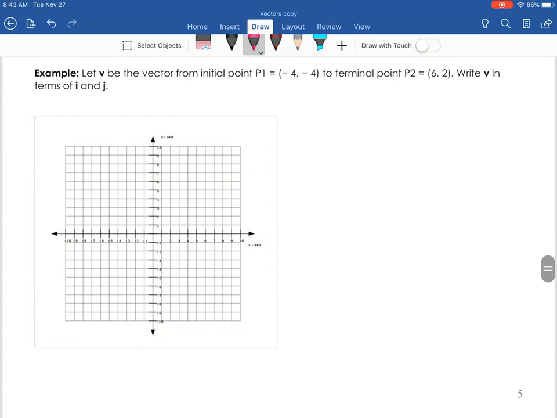Okay, let's do this one too. We're going to have the initial point at P1, which is (-4, -4), and then P2 is at (6, 2). So it's going to come up like this. I want to first think about what this would be in standard position. So I want to think of this point here as the origin.